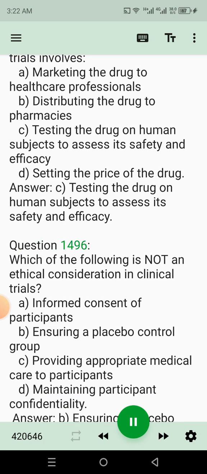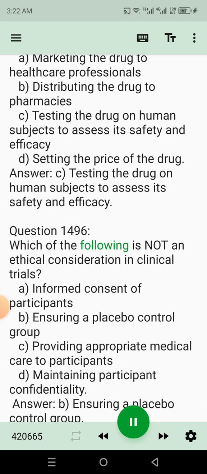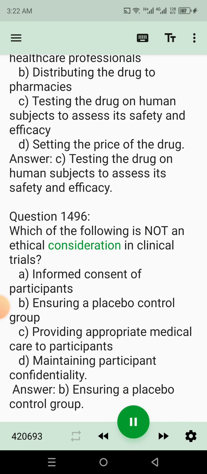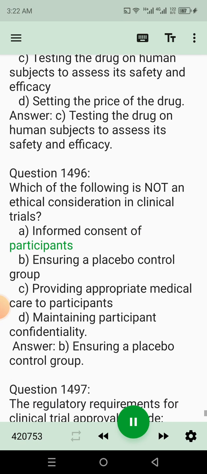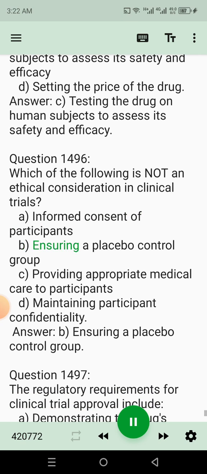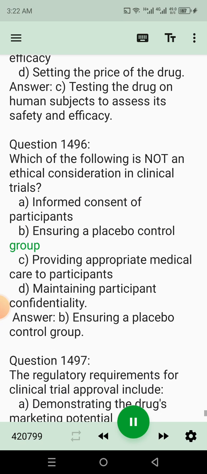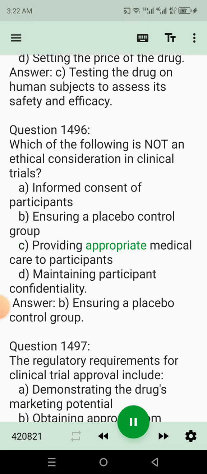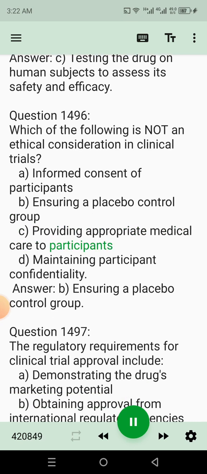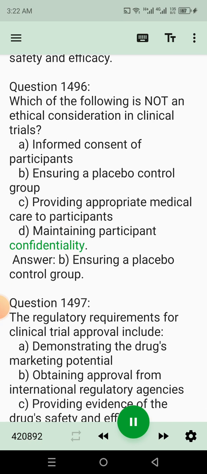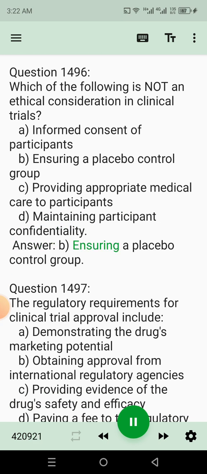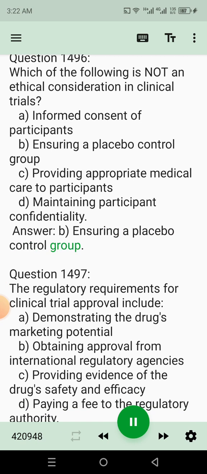Question 1496. Which of the following is not an ethical consideration in clinical trials? A. Informed consent of participants. B. Ensuring a placebo control group. C. Providing appropriate medical care to participants. D. Maintaining participant confidentiality. Answer: B. Ensuring a placebo control group.